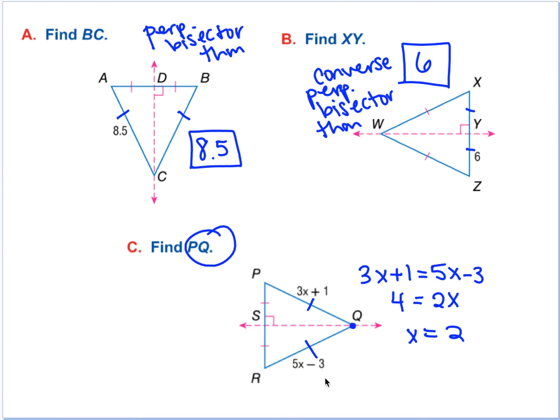And then it wants to find PQ, so make sure, and same thing in your homework, always be looking at what it's asking for. So we're looking for PQ, just plug that x back in, and we get PQ is 7.